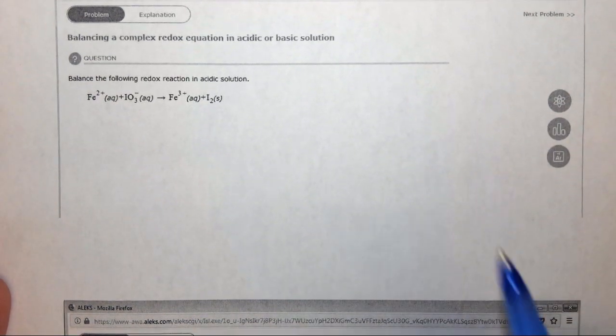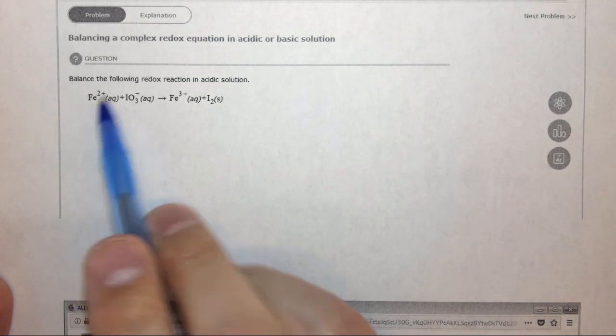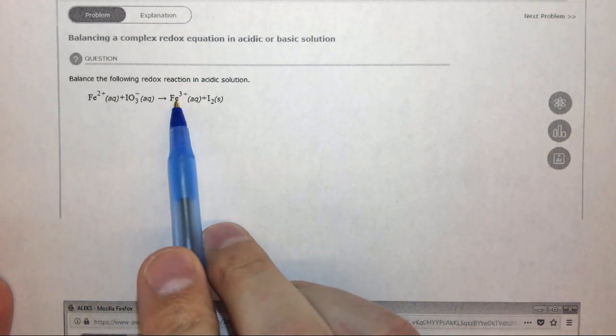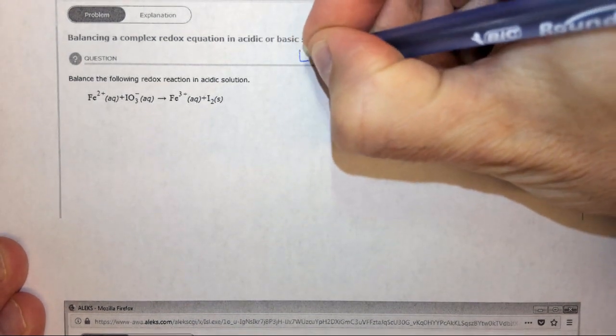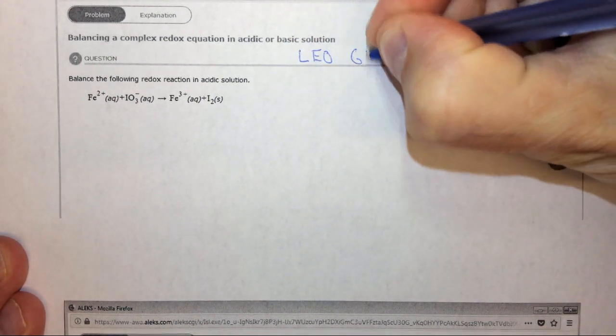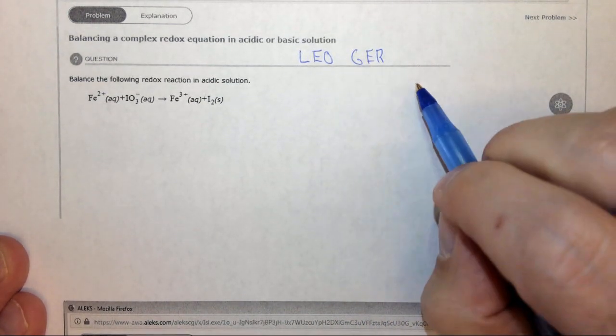In this question, we're asked to balance the following redox reaction in acidic solution. And we have Fe2+ plus IO3- yields Fe3+ plus I2. And I just want to remind you one more time, as it's in several playlists, Leo the Lion says grr. So this means losing electrons is oxidation, gaining electrons is reduction.